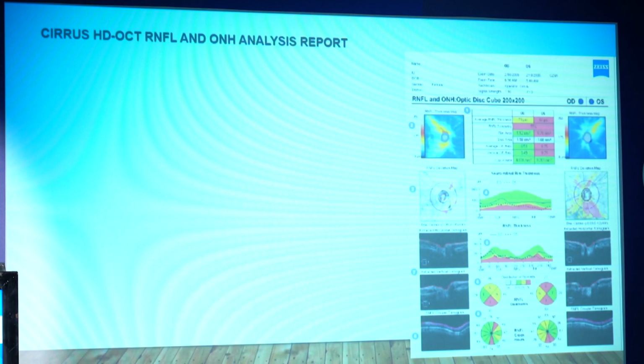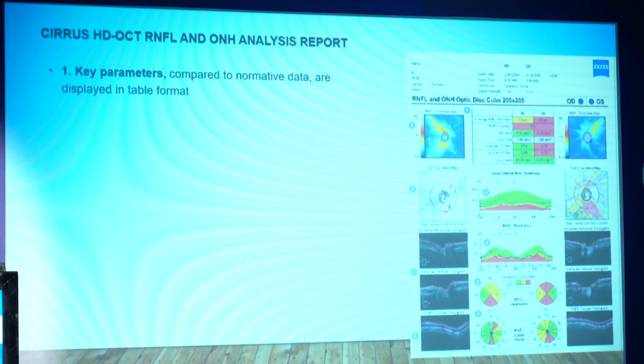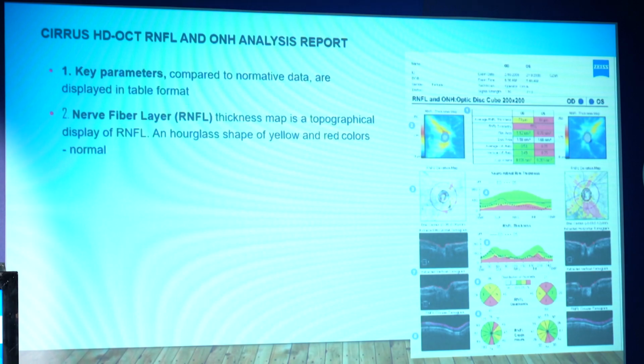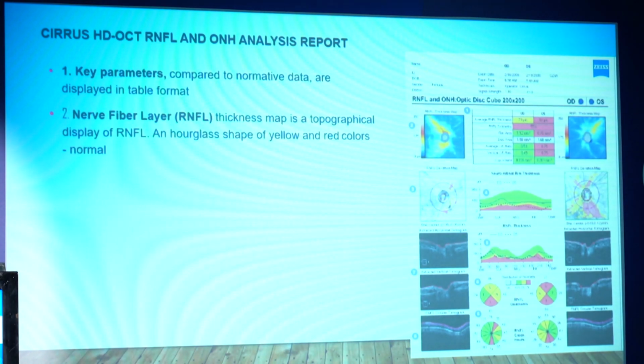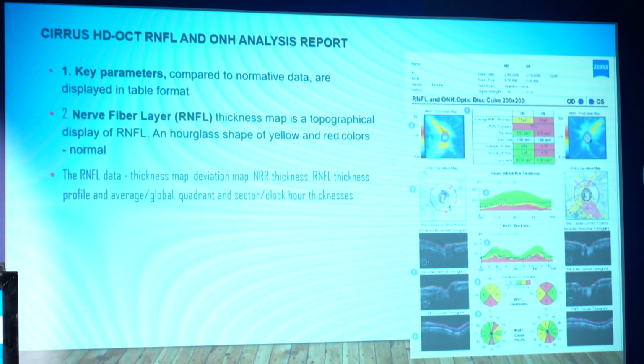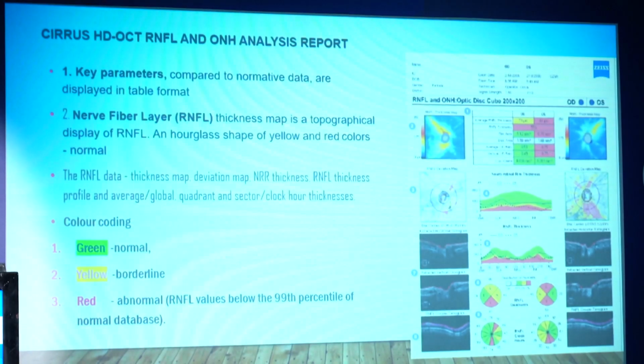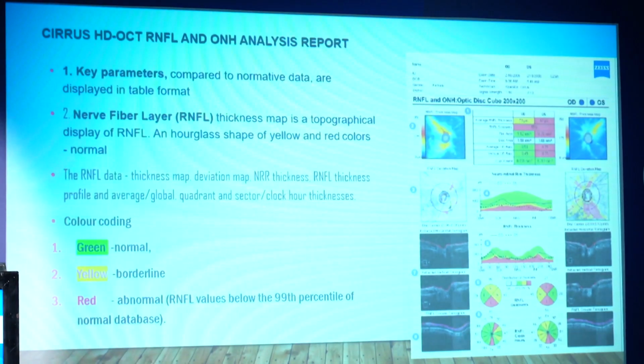So this is the Cirrus HD-OCT optic nerve head analysis report. First are the key parameters in the table that is marked as 1 in the slide, and then there is a retinal nerve fiber layer thickness map, which is a topographical display of RNFL, and the hourglass shape of yellow and red colors is supposed to be normal. Then we have the thickness map, the deviation map, the NRR thickness, the RNFL thickness profile, and the average in global and sector thicknesses, which all can be seen. Color coding, we all know: green is normal, yellow is borderline, and red is abnormal.